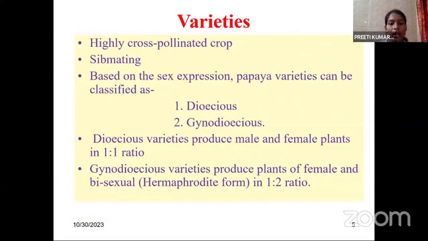Moving to the next, it is a highly cross-pollinated crop. Based on sex expression, papaya varieties can be classified as dioecious and gynodioecious. Dioecious varieties produce male and female plants in a 1:1 ratio; both are present in equal proportion. Gynodioecious varieties produce female and bisexual plants, the hermaphrodite form, which is the complete form, and the ratio is 1:2.